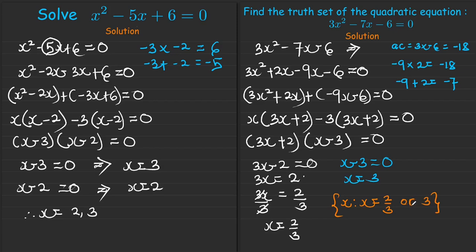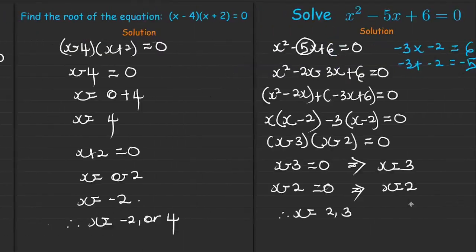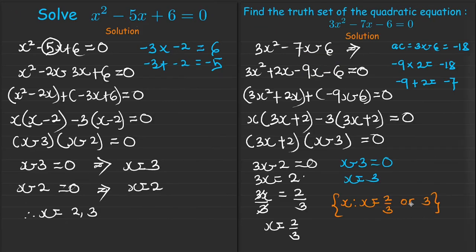This is basically how we solve quadratic equations using the zero product rule. All you need to do is to make sure you factorize your quadratic equation, and then you equate each bracket to 0 and make the variable in question the subject.